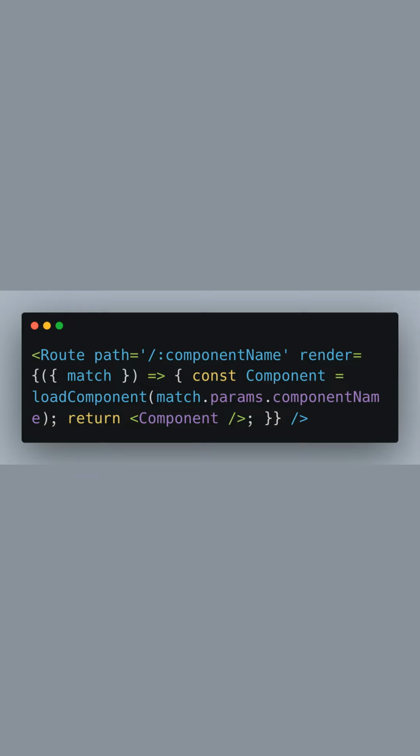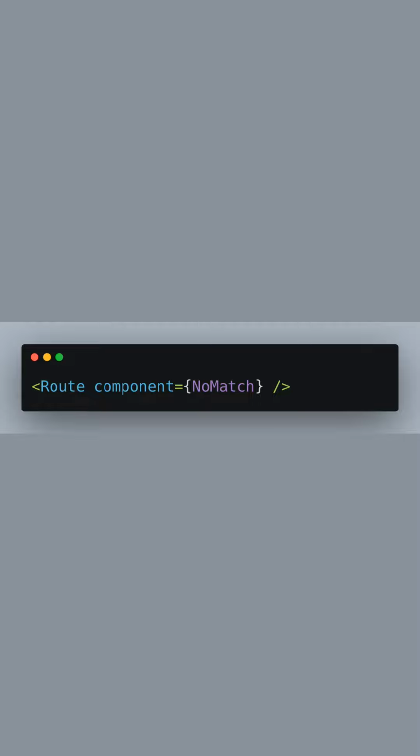In this route, we're using a dynamic path that captures the component name from the URL using route parameters. We then dynamically load the component with that name using our loadComponent function and render it. This route is our catch-all route. If none of the previous routes match, the NoMatch component is rendered, displaying the 404 not found message to the user. We close the Switch block here.